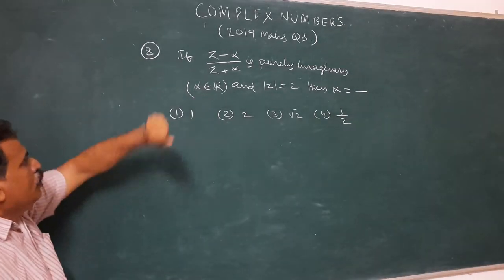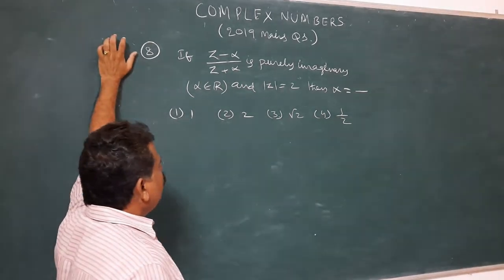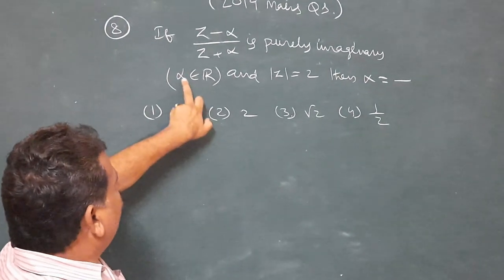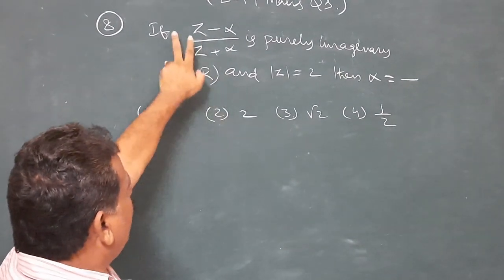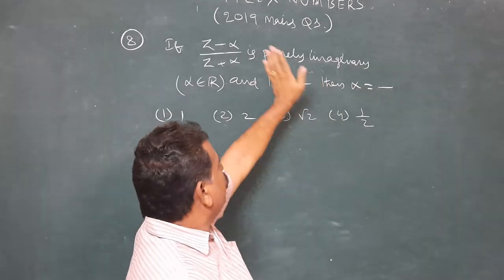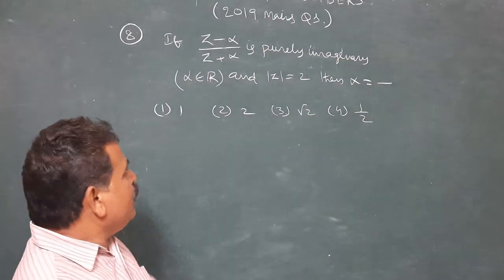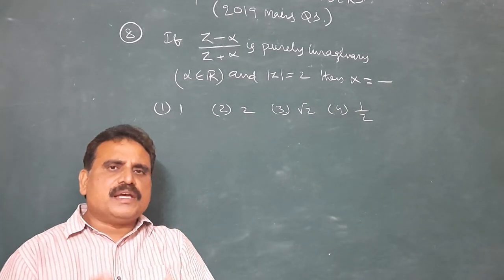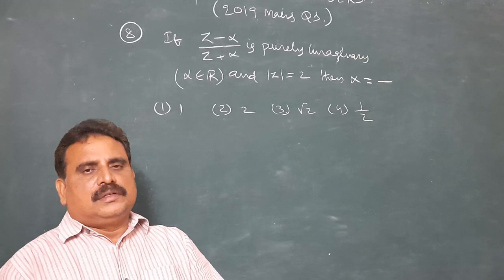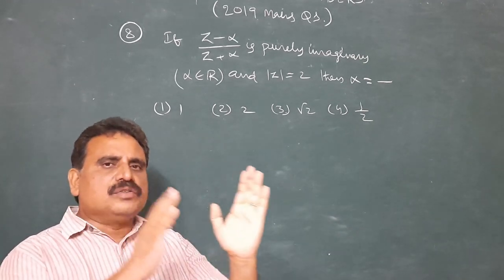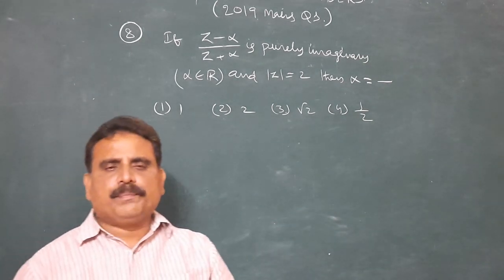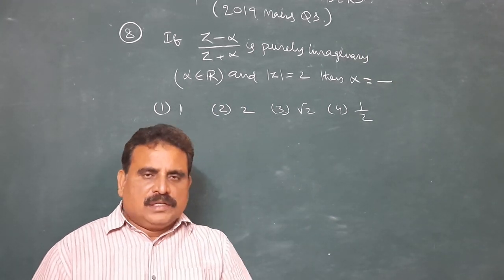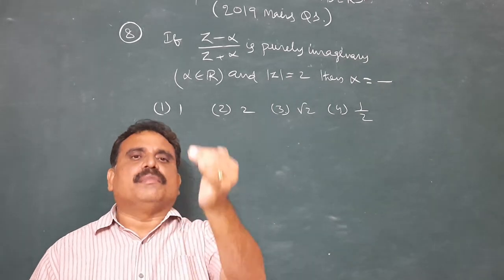Question number 8. If (z minus alpha) by (z plus alpha) is purely imaginary, where alpha is a real number and |z| is given as 2, then find the value of alpha. The given condition is purely imaginary. If a complex number is purely imaginary, then the complex number plus its conjugate is 0. For example, 8i is purely imaginary, and its conjugate is minus 8i.